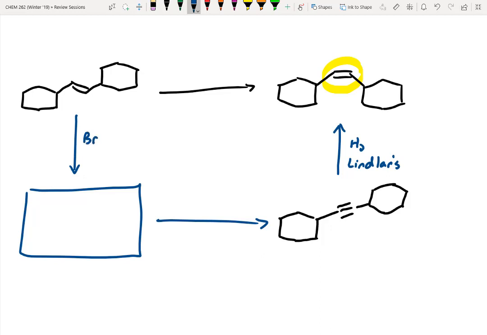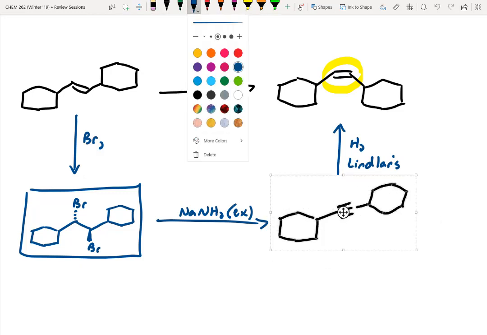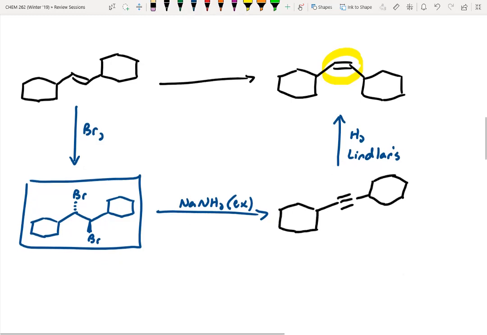Yeah, Br2, kind of like we saw before. If you have an alkene, you can brominate it. We have anti-addition of 2 bromines. Now to get our double elimination reaction to occur, kind of like we saw before, you need excess sodium amide. That'll drive 2 E2 reactions. Does that make sense? All right. I don't know why it won't change the colors for that, but that's okay.